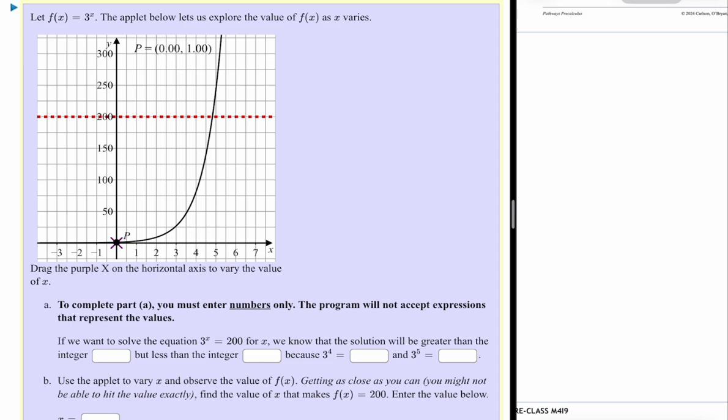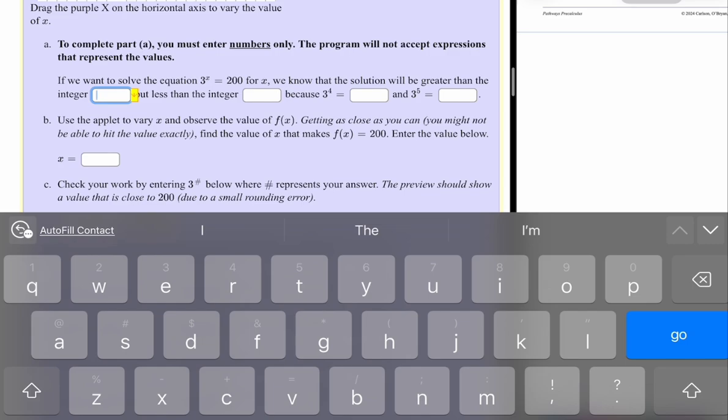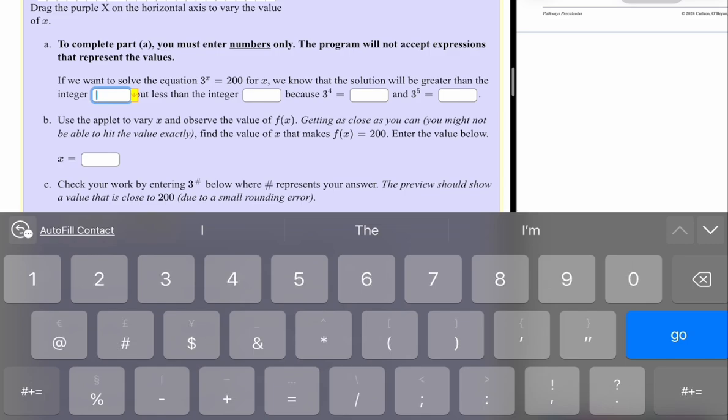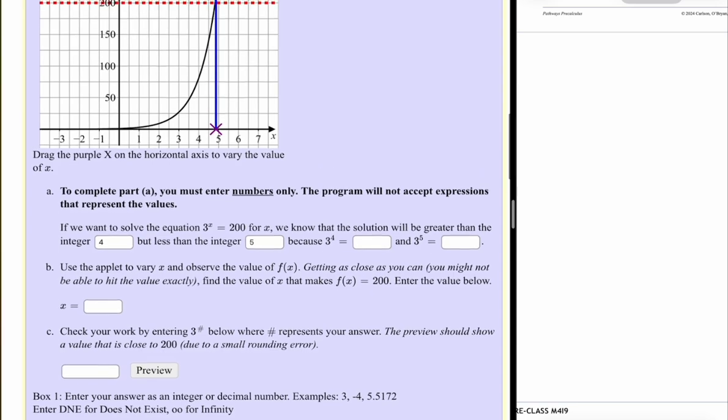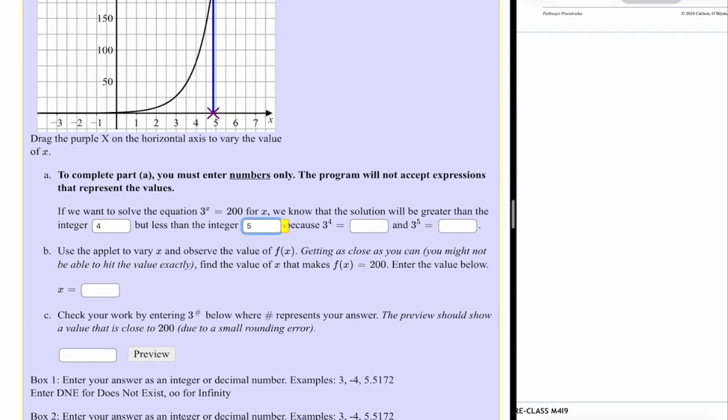Now I'm going to slide my applet over until I reach a height of 300. Again, mine and yours might be different. But do you see how it is something for me that's in between 4 and 5? So I'm going to put that it's in between the integers 4 and 5, because my little purple X ended up somewhere between 4 and 5.